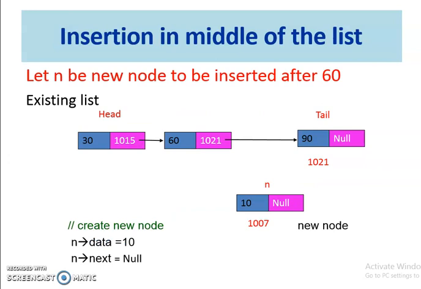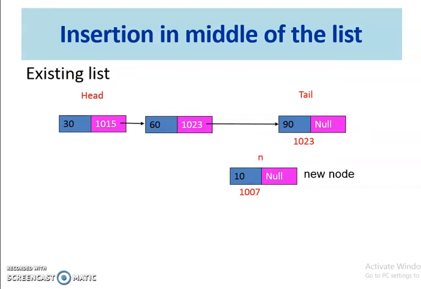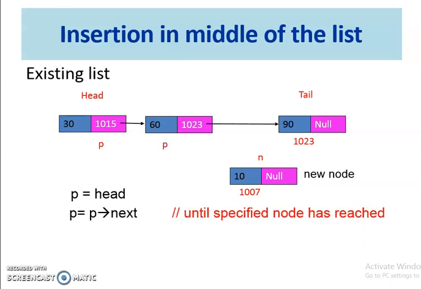Let us see how the insertion is done in the middle of the list. Consider the new node to be inserted is after the 60. As usual, create a new node by setting the data and the next field. We'll make use of a pointer p which is pointing to the head initially. The p will be traversing through the list until it reaches the node which has the value 60.